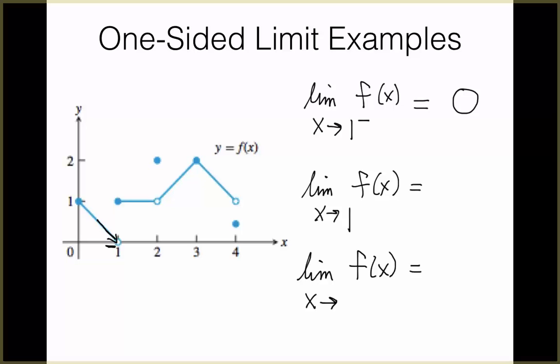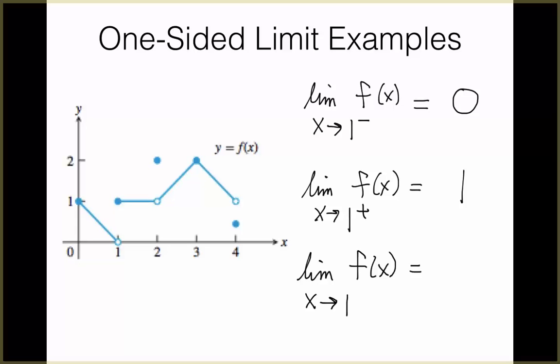But if we consider the limit as x approaches 1 from the right, as we trace the function to the right of 1, the function is staying constant at height 1. So the limit of f of x as x approaches 1 from the right is 1. The y-coordinates are all at height 1, slightly to the right of 1.